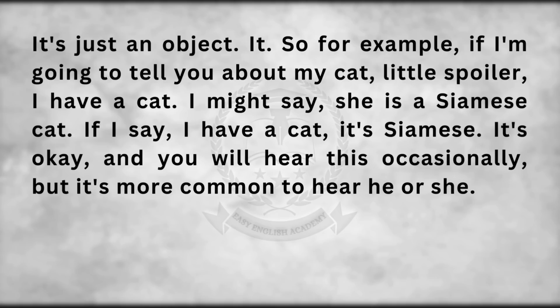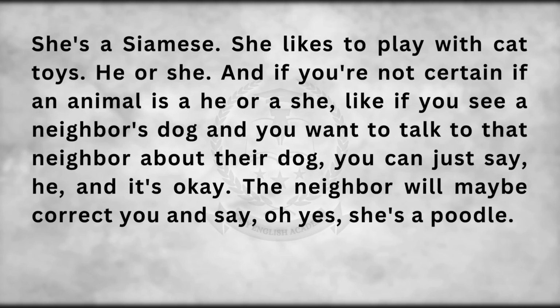So, for example, if I'm going to tell you about my cat, little spoiler, I have a cat. I might say, she is a Siamese cat. If I say I have a cat, it's Siamese. It's okay, and you will hear this occasionally, but it's more common to hear he or she. She's a Siamese. She likes to play with cat toys.